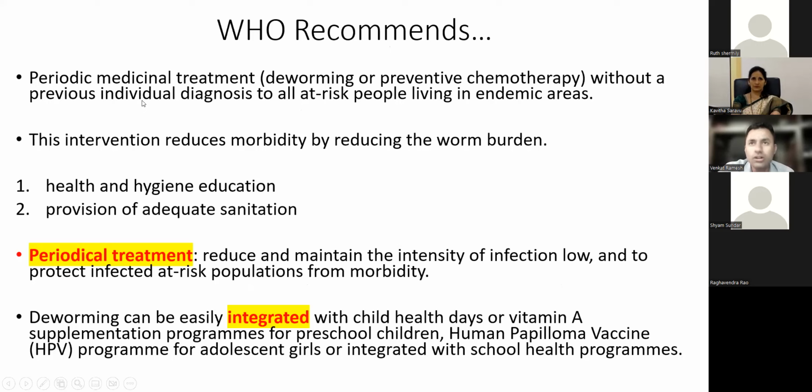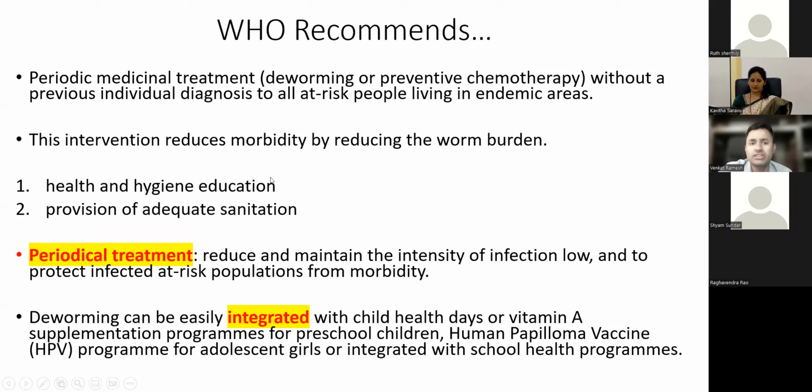Okay. So what the WHO recommends is periodic medicinal treatment, which is also known as deworming or preventive chemotherapy, without a previous individual diagnosis, to all at-risk people living in endemic areas. So I think all these phrases are important. That is preventive chemotherapy or deworming or periodical medicinal treatment without a previous individual diagnosis. So we do not do the stool microscopy. It is done for all at-risk people living in endemic areas. So this reduces morbidity by reducing worm burden.